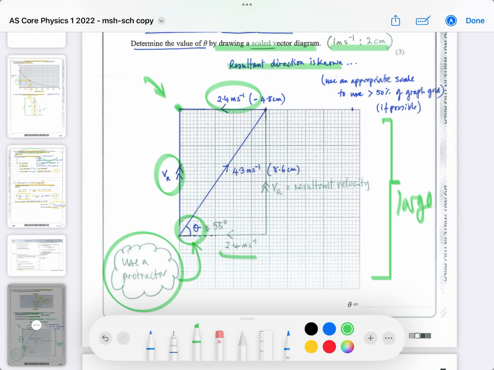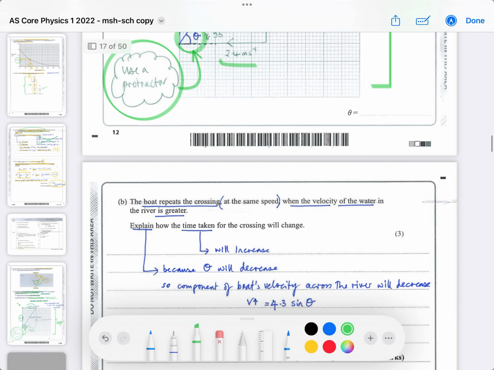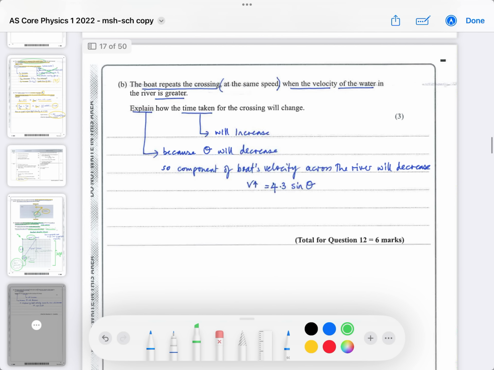Okay. Our next question says the boat repeats the crossing at the same speed when the velocity of the water, the current of the water, is even greater. So obviously it would have to head off even more at an angle, yeah? So how will the time taken for the crossing change? So if the current is stronger, the time taken must increase, yeah?